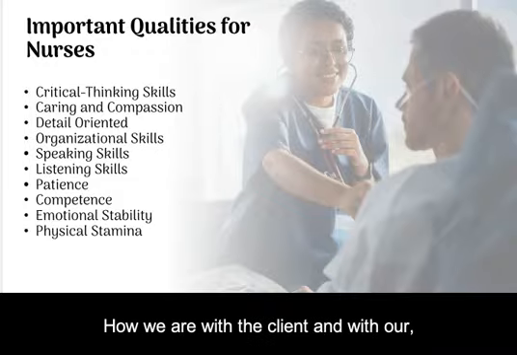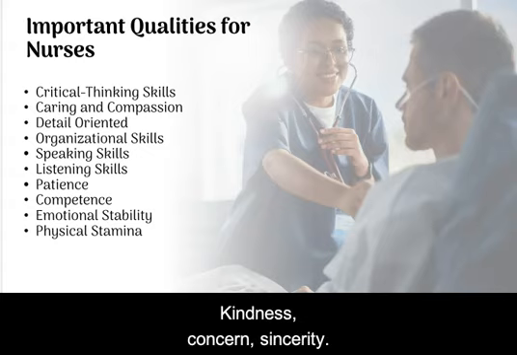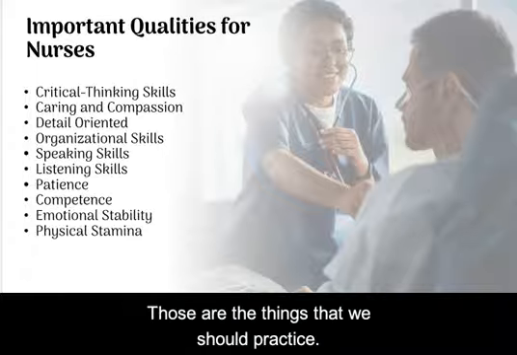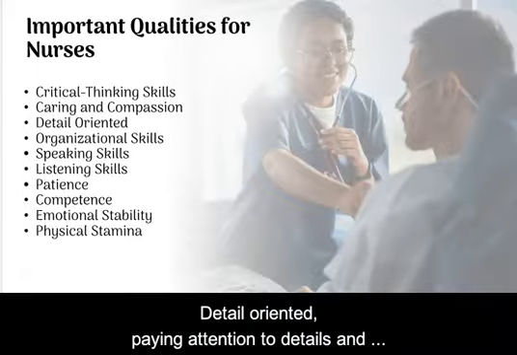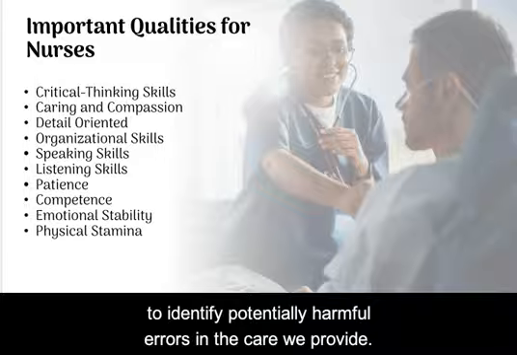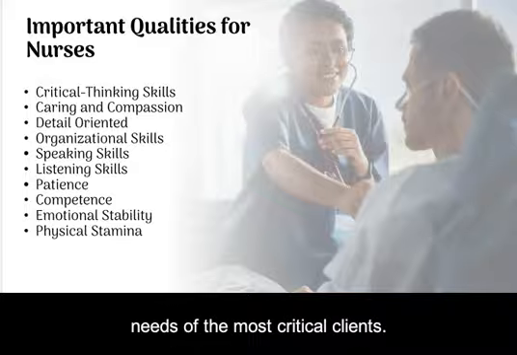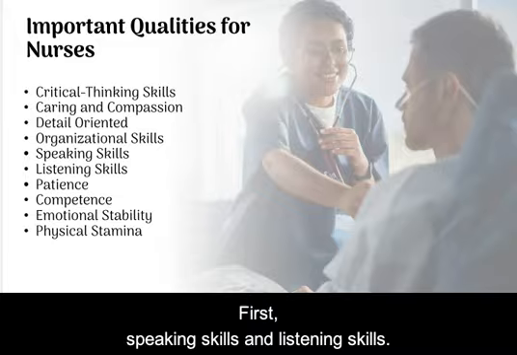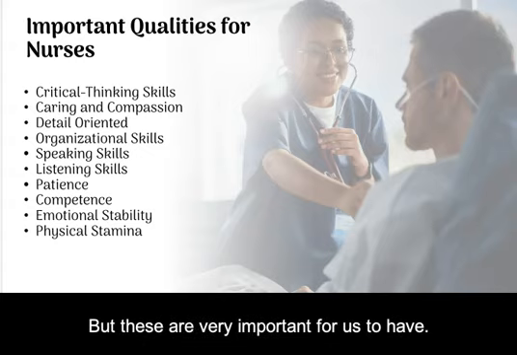Caring and compassion, how we are with the client and with the interdisciplinary team. Kindness, concern, sincerity. Those are the things that we should practice. That's caring and compassion. Detail-oriented, paying attention to details and to identify potentially harmful errors in the care we provide. Organization skills, being able to prioritize the needs of the most critical clients first. Speaking skills and listening skills, these are communication skills, and we will cover communication next week, but these are very important for us to have.